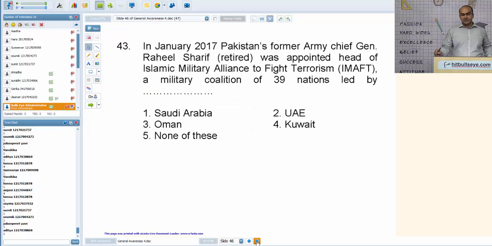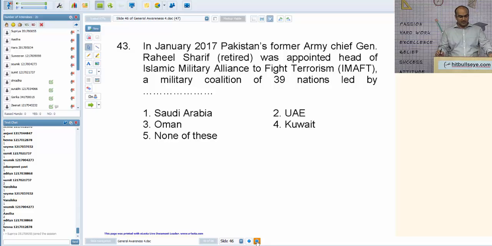Next, in January 2017, Pakistan's former Army Chief General Raheel Sharif was appointed head of the Islamic Military Alliance to Fight Terrorism, which is a military coalition of 39 nations. It is led by which of the following countries? Right, so this is a military organization comprising only of Islamic countries and it is led by Saudi Arabia.